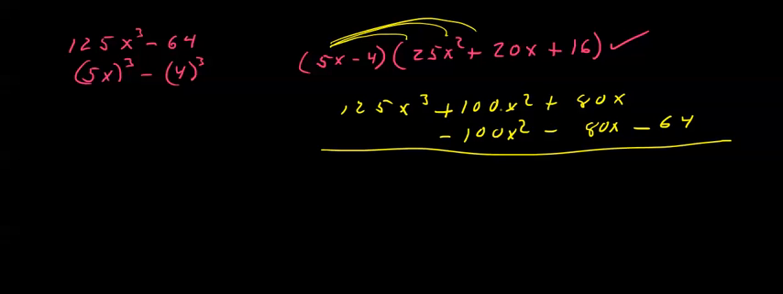No good checking if you're making mistakes. These cancel, and we get 125x cubed minus 64, so it does check. You can always check, don't have any real reason to.